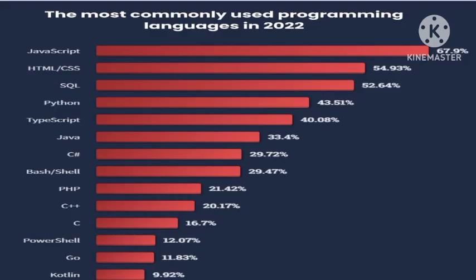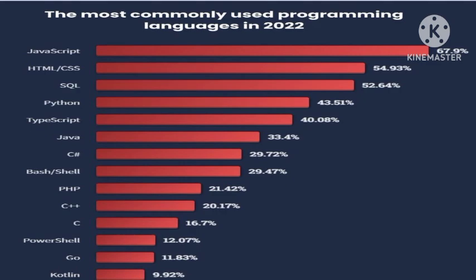So now, how famous is JavaScript? Up to 2022, JavaScript is the most used language, at 67.9 percent, among all programming languages. HTML is second, SQL is third, then Python, Java, C#, C++. Among all these famous programming languages, JavaScript plays a very vital role.